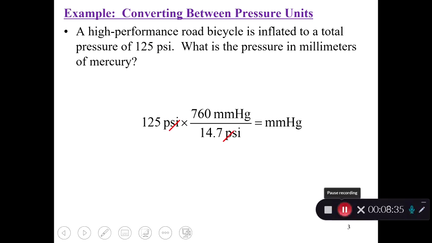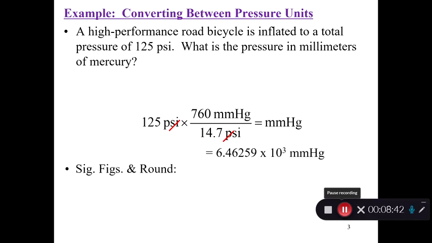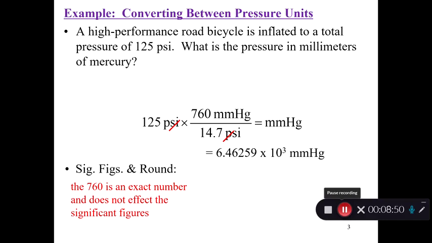So as you see here, we are able to get the answer in millimeter mercury. And I always ask you to double check sig figs as well as units. So we have 3 sig figs at the beginning, so we should report 3 sig figs at the end.